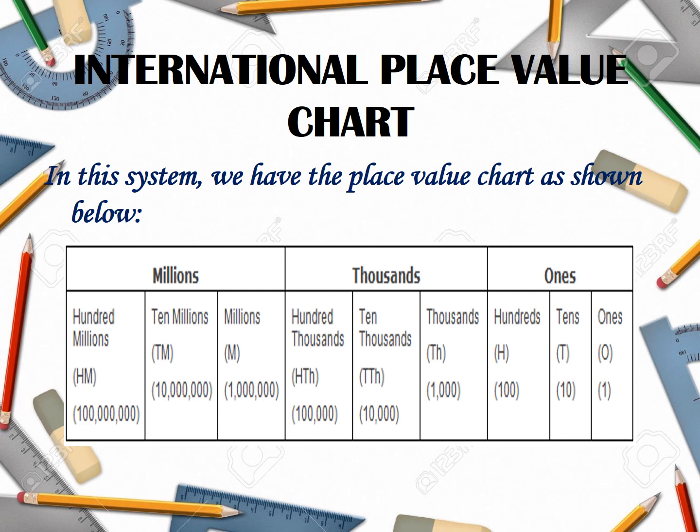In this system, we have the place value chart as shown below. The 9 places have been grouped into 3 periods or bunches. The first 3 places make the ones period. The next 3 places make the thousand period. The next 3 places make the millions period.